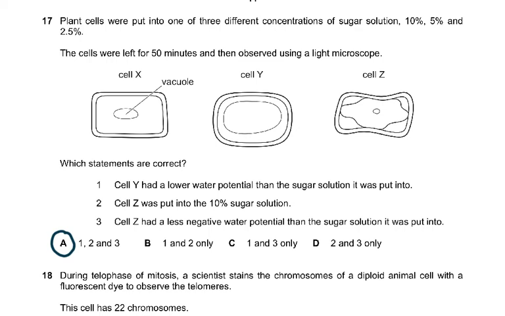The cells were left for 50 minutes and then observed using a light microscope. Cell X, you saw that the vacuole has shrunk. Cell Y, it is turgid. Cell Z, again, the vacuole has shrunk and some sort of plasmolysis is occurring.